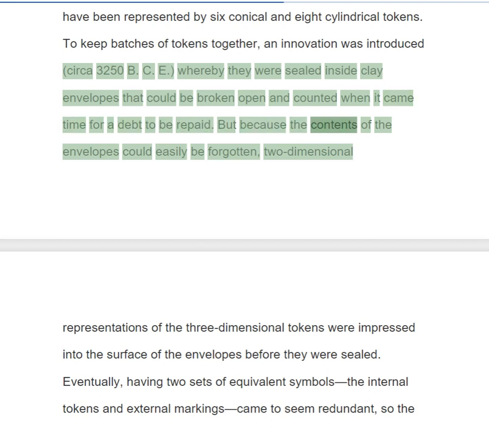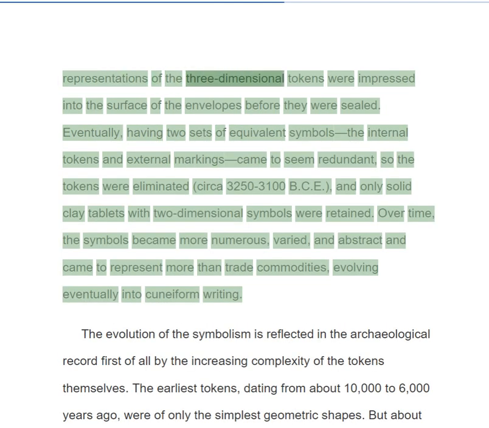But because the contents of the envelopes could easily be forgotten, two-dimensional representations of the three-dimensional tokens were impressed into the surface of the envelopes before they were sealed. Eventually, having 2 sets of equivalent symbols, the internal tokens and external markings, came to seem redundant, so the tokens were eliminated, and only solid clay tablets with two-dimensional symbols were retained.